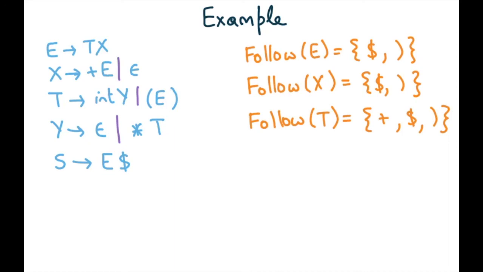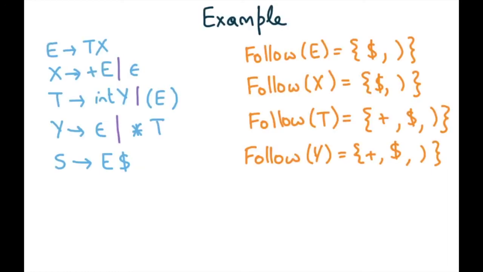All right, now let's look at follow of Y. So where all does Y occur? Y occurs in this production of T. So T can produce int Y, and straight away applying the second rule, we can say that anything that is in follow of T is also in follow of Y. So plus, dollar and right parenthesis just come from follow of T. And that's it.